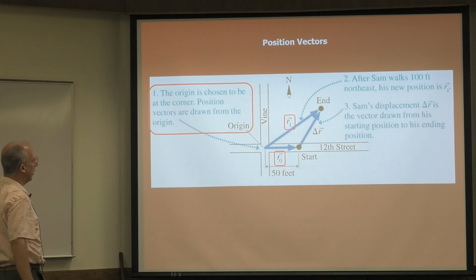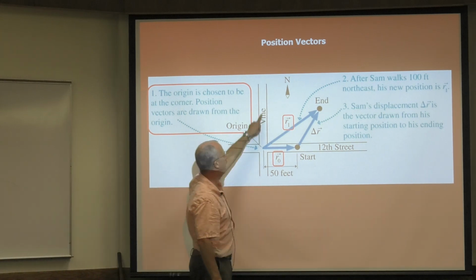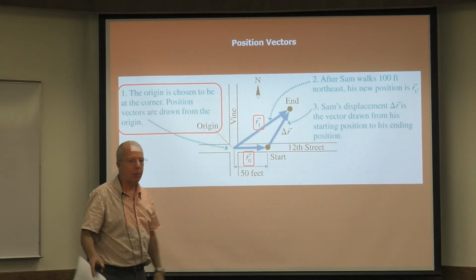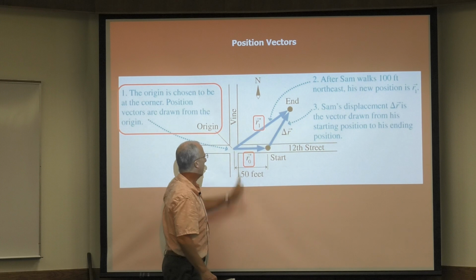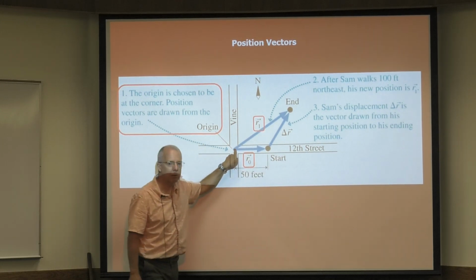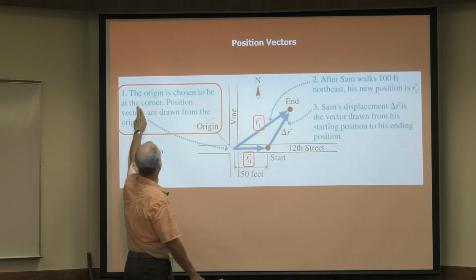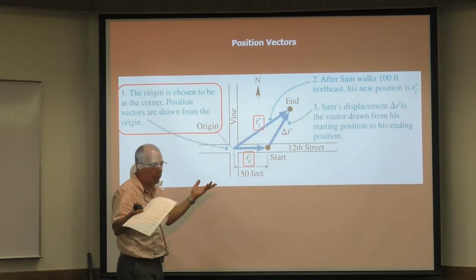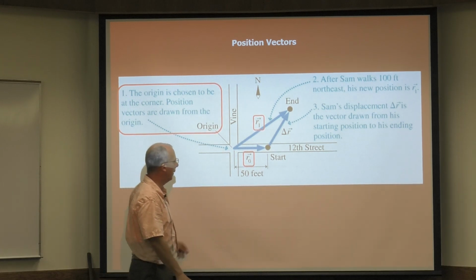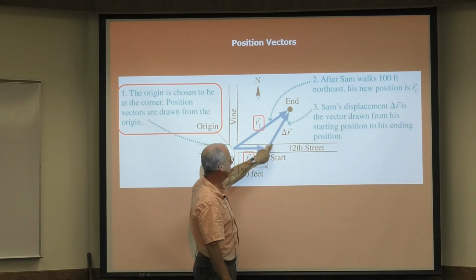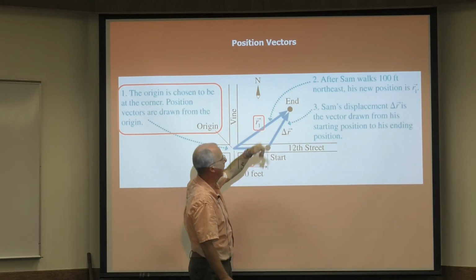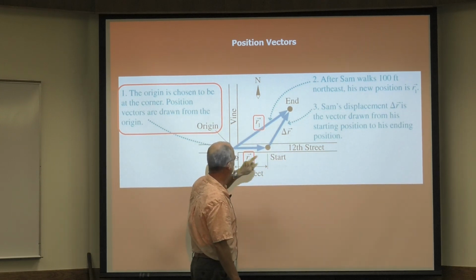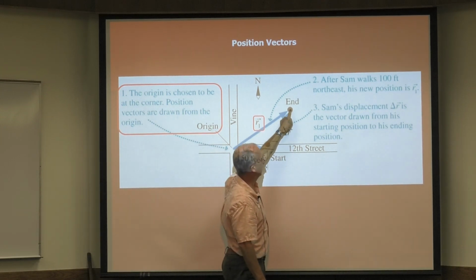All right, position vectors. So here are two streets that intersect. And you want to make a coordinate system, right? Well, don't you think it would be sort of natural to call the intersection the origin? Yeah, that makes sense. So the origin is chosen to be the corner. And again, it's just a choice. You can put it wherever you want, but it seems logical. Now, this is the start. There's some person here, Sam. This is where he starts, and this is where he ends.